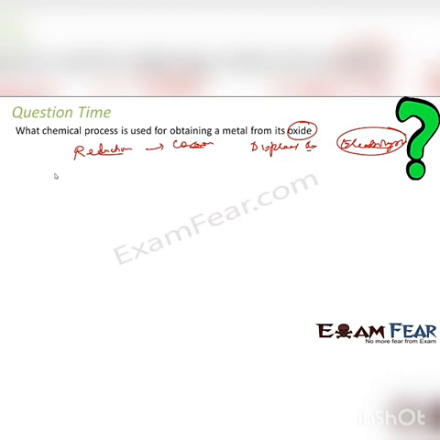For the first case, for example, I have zinc oxide. You add carbon to it, right? And you reduce it; carbon is used as the reducing agent here. You get zinc plus carbon monoxide. This is the metal you have got. This is the first case.